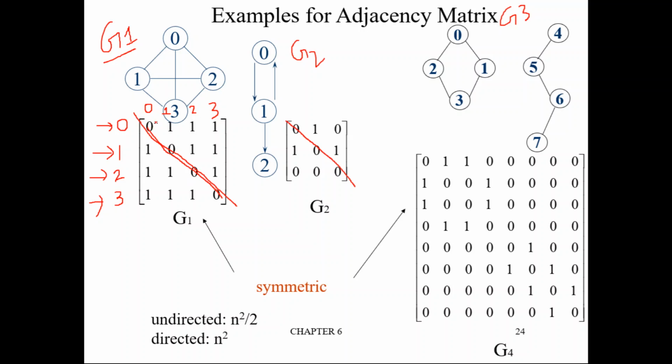This first diagonal entry is 0 to 0. This is 1 to 1. This is 2 to 2. This is 3 to 3.